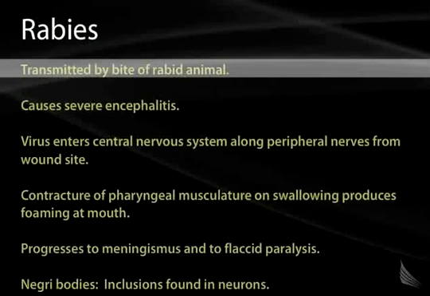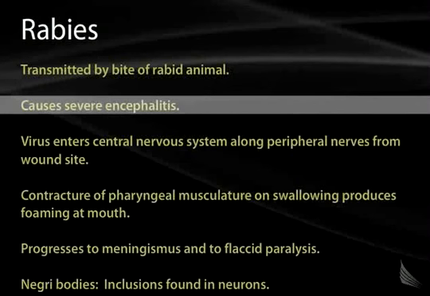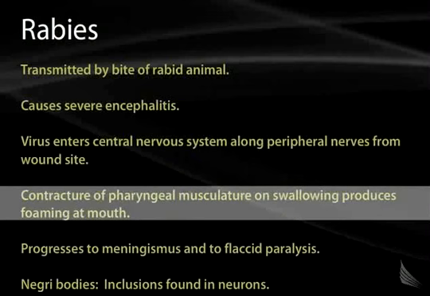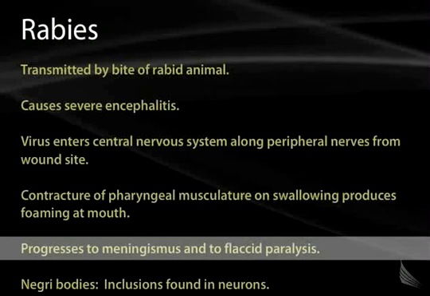Rabies is transmitted by the bite of a rabid animal. Again, the rabies virus causes a severe encephalitis. The virus enters the nervous system along the peripheral nerve from the wound site. It causes contracture of the pharyngeal muscles, and swallowing produces foaming at the mouth. The patient is unable to swallow their own saliva, and it forms a froth. It progresses to meningismus and to a flaccid paralysis. It can lead to death within days to weeks.